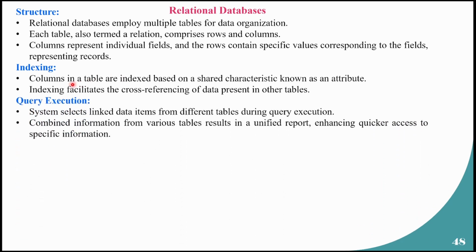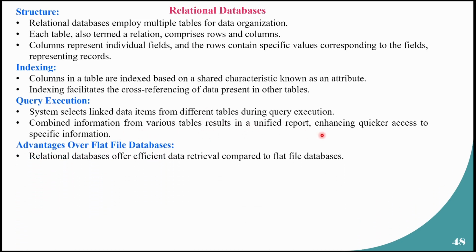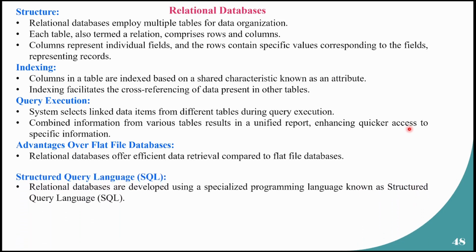Now the indexing is based on a shared characteristic which is called an attribute, and there could be cross-referencing also. How you execute a query is that the system selects linked data items from different tables during query execution. So the common attributes or common fields that you have between different tables will be accessed to efficiently go through the entirety of the database. Basically, that is what facilitates quick access to the information.